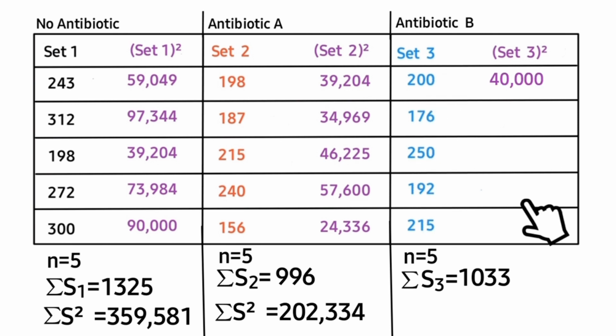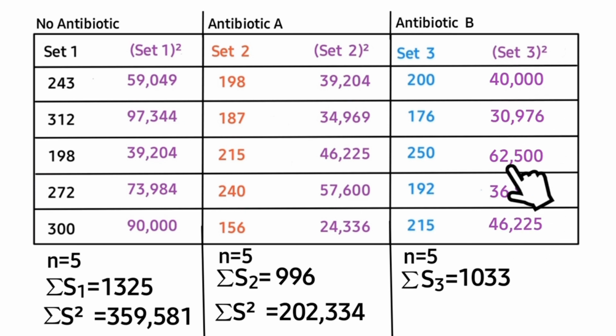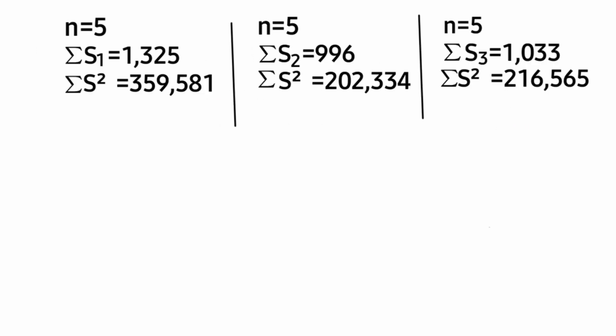Now we'll proceed to getting the square of each of these values. 200 square gives this, 176 square, 250 square. We'll follow this route to fill out the remaining spaces here. Add up all these values. 40,000 plus this, lastly plus this gives the total.